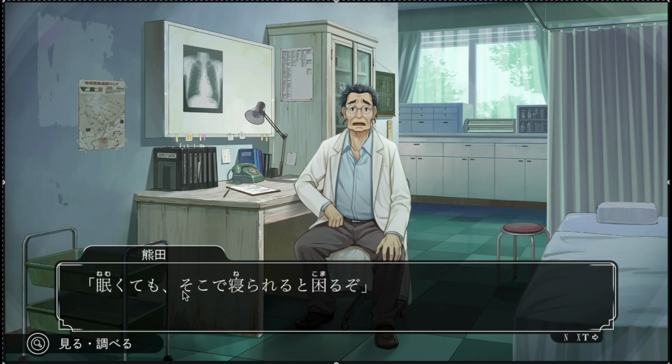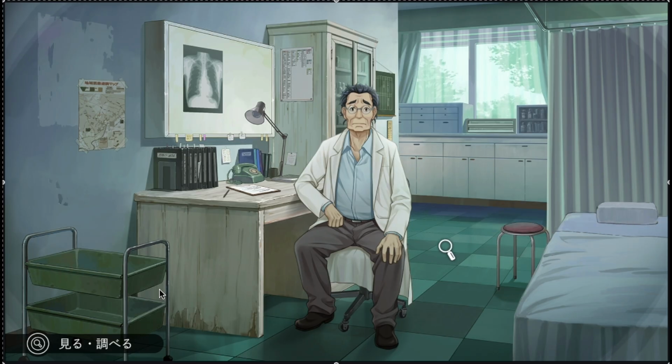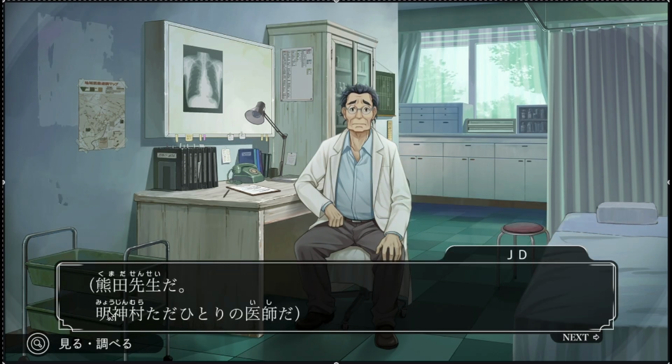眠くてもそこで寝られると困るぞ。 Okay, so nemukutemo, so even if you are sleepy, soko de, there, and then if you sleep there, nerareru to komaru zo, it will be troublesome if you sleep there. 熊田先生だ。明神村ただ一人の医師だ。 Okay, so he is the only doctor for Myojin-mura.